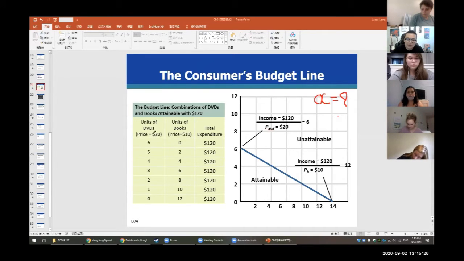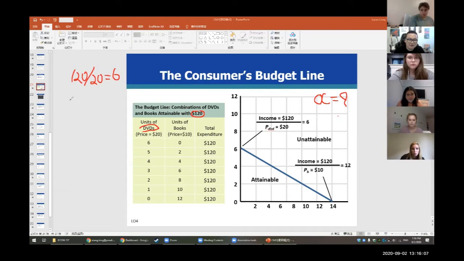So for example, if you use all of your $120 to buy DVDs only, you can buy 6, because $120 divided by 20 gives 6. However, if you want to give up one DVD, how many books can you buy? That's a question you need to know. Every DVD is $20. So if you give up one DVD, how many books can you buy? Anyone tell me? 2. Yes, that's correct.